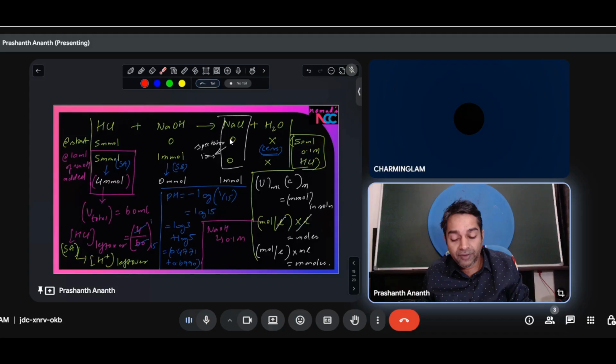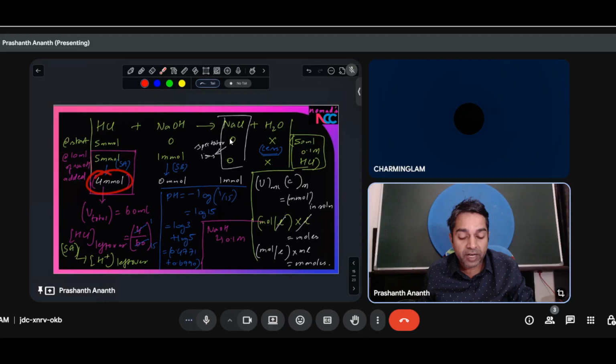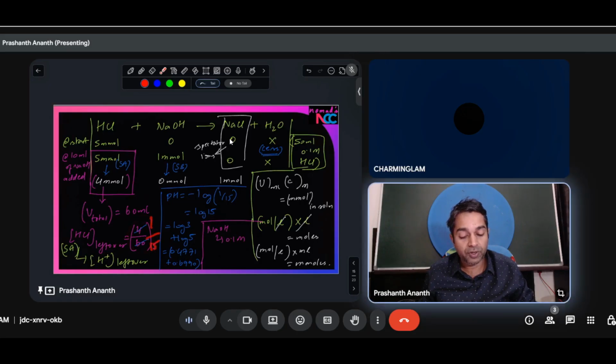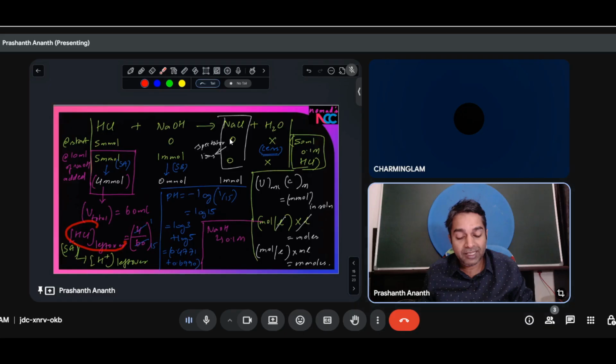The concentration of HCl left over is going to be the number of millimoles left over divided by the total volume. So millimoles left over is 4, total volume is 60. Correct? Yes. So 1 by 15 is the concentration over here. That concentration of HCl left over is the same as my concentration of H plus, because HCl is a strong acid, it will dissociate completely.